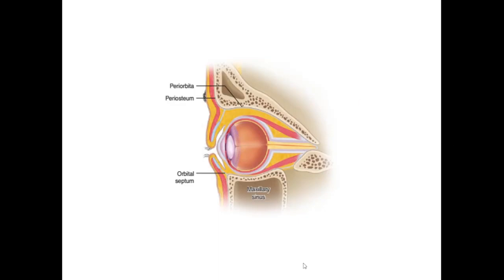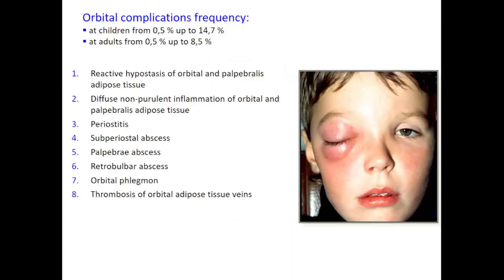So what septum is mentioned? You see that orbit here is a septum here that is localized here, and it is formed by connective tissue. So any complication that is localized externally to this septum will be preseptal, and everything which is localized above this septum will be postseptal complication.